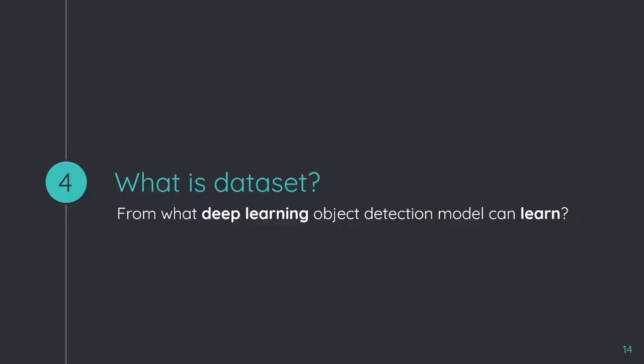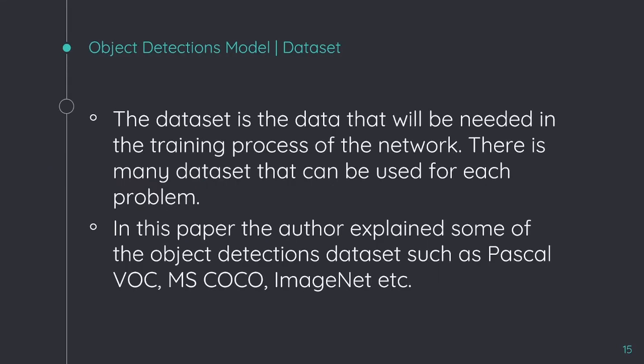So after we learn about how the deep learning model works, we know that the dataset is an important thing. So in this section, we will learn about some object detection datasets that can be used for training the deep learning object detection model. The dataset is the data that will be needed in the training process of the deep learning neural network.